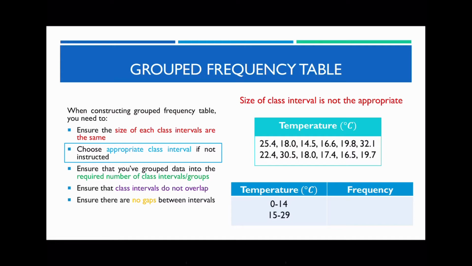So as a result of that, you need to choose appropriate class intervals where you have generally about 3 to, let's say, 5 to 6 bars. And if you don't have that required amount, then you're going to get less information that way.